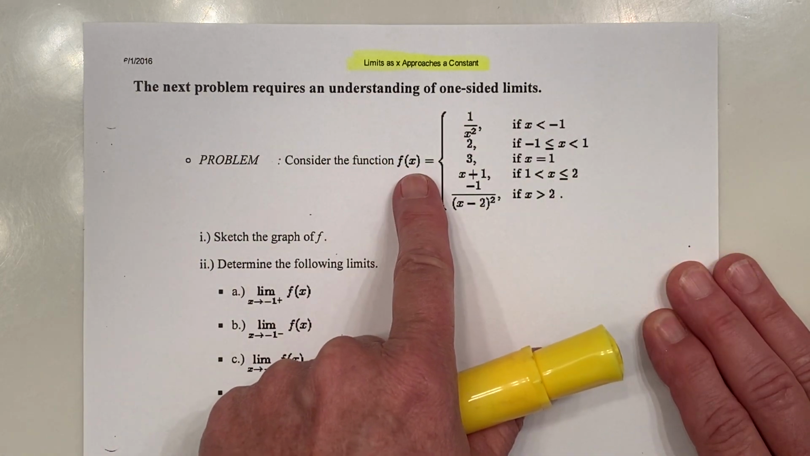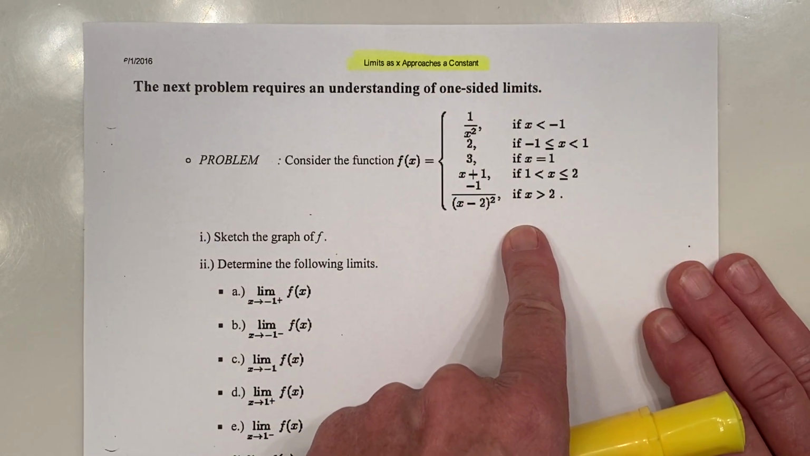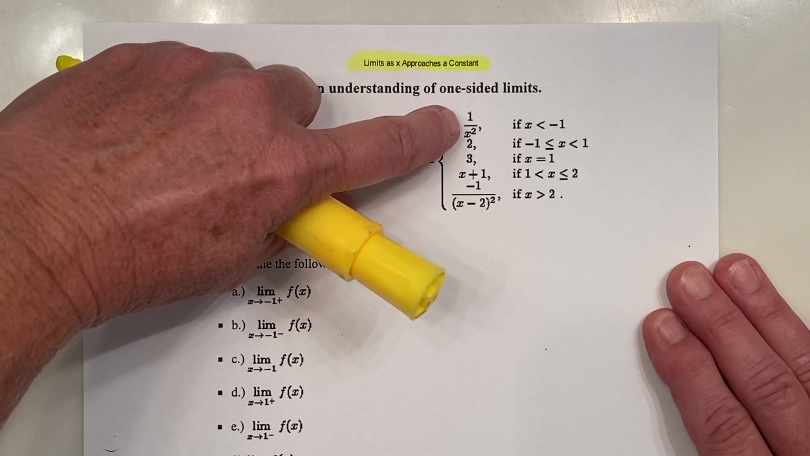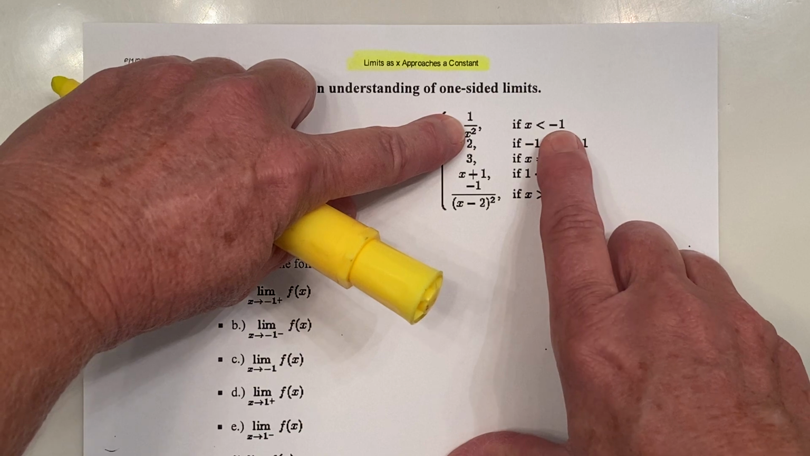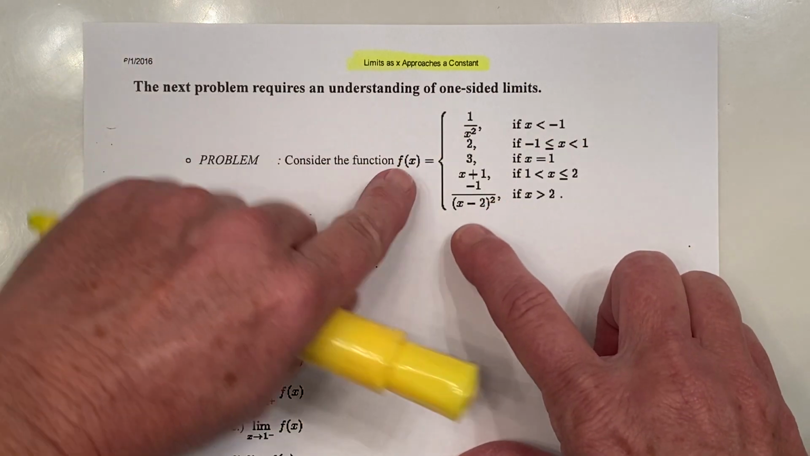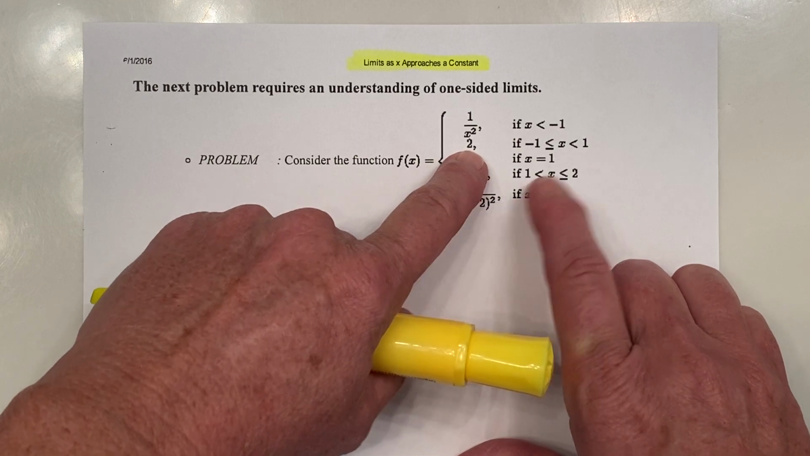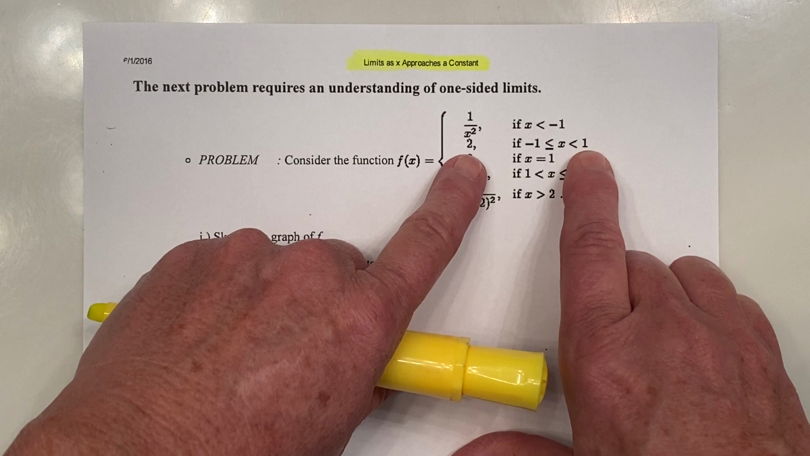Consider this function f of x equals, we have this big, massive, ugly piecewise function. We have, looks like 5 pieces. All right, so we want to consider the function 1 over x squared as long as x is less than negative 1. We say that f of x or y equals 2, so the y values are all 2 on the x interval, including negative 1 up to 1.